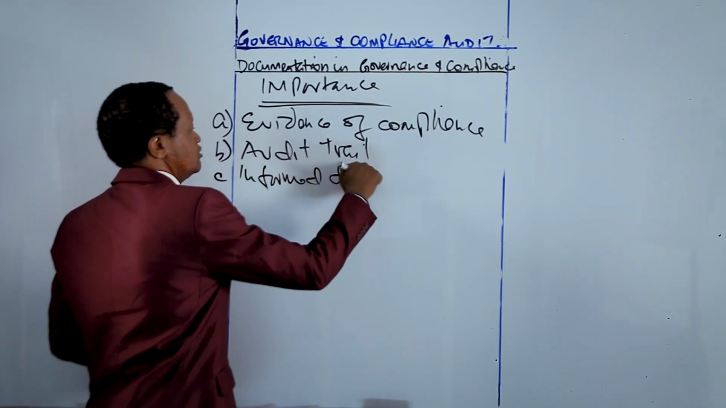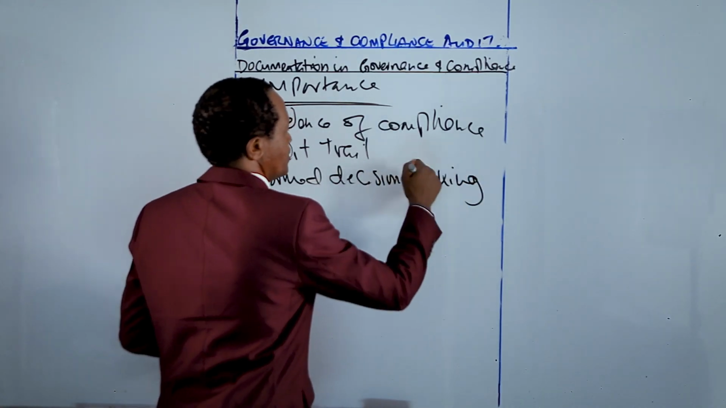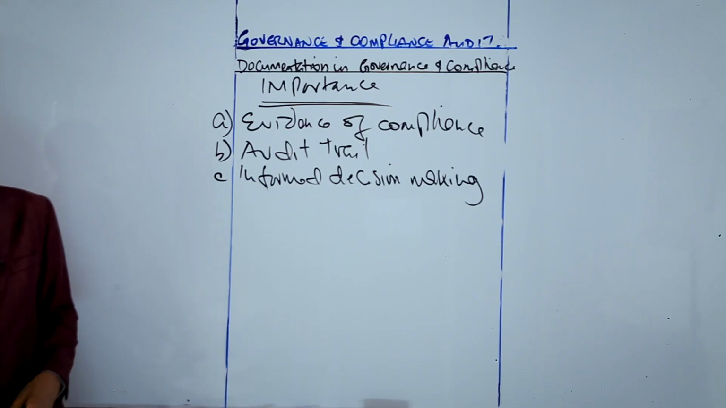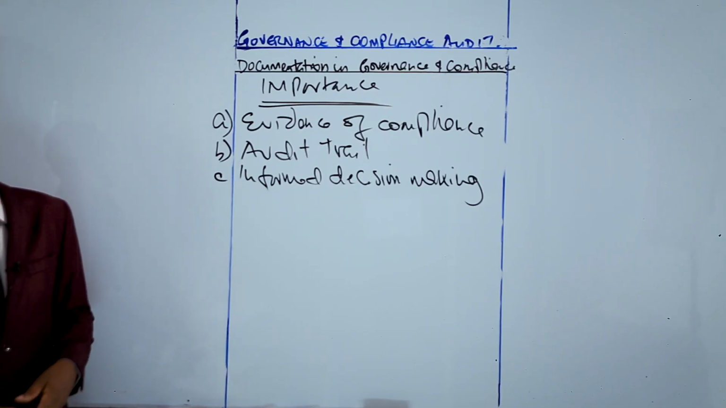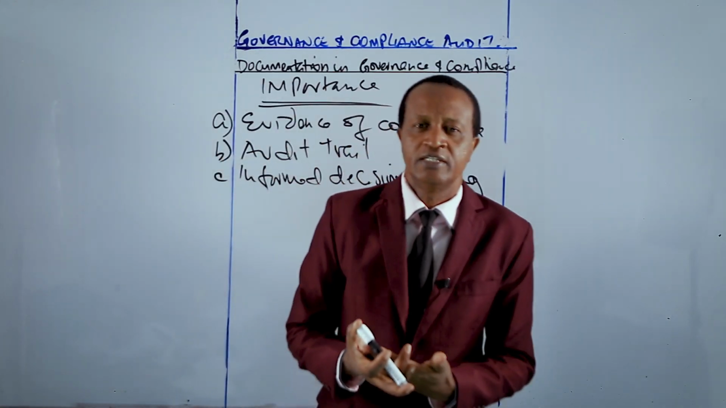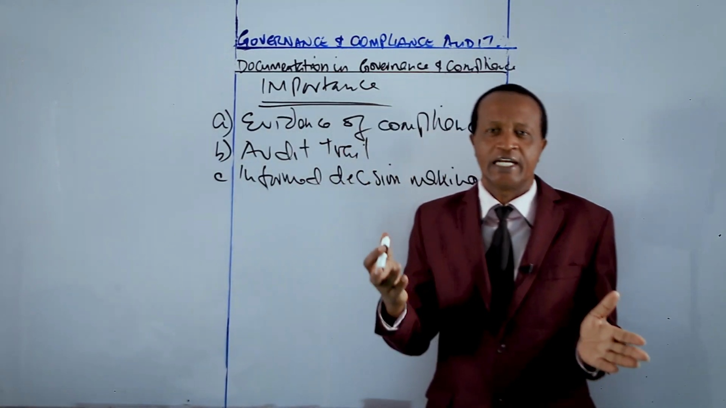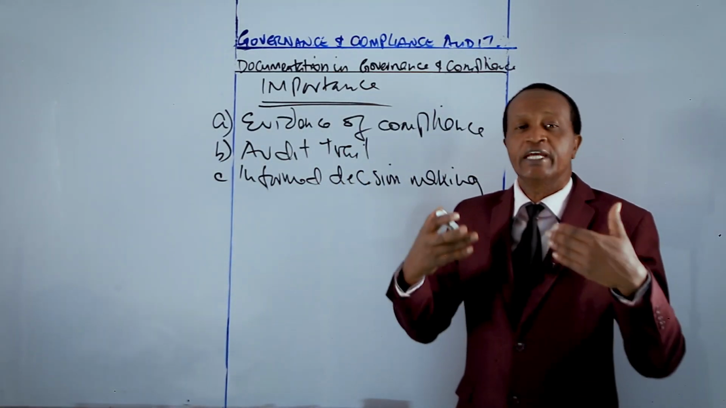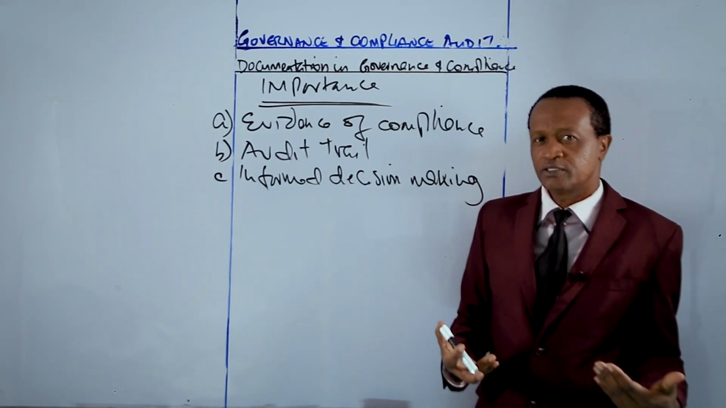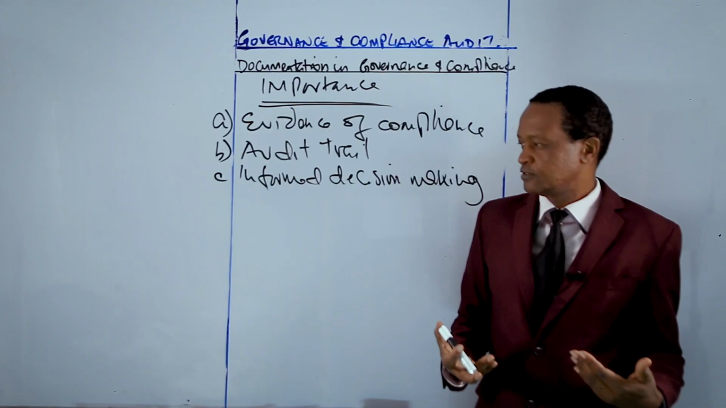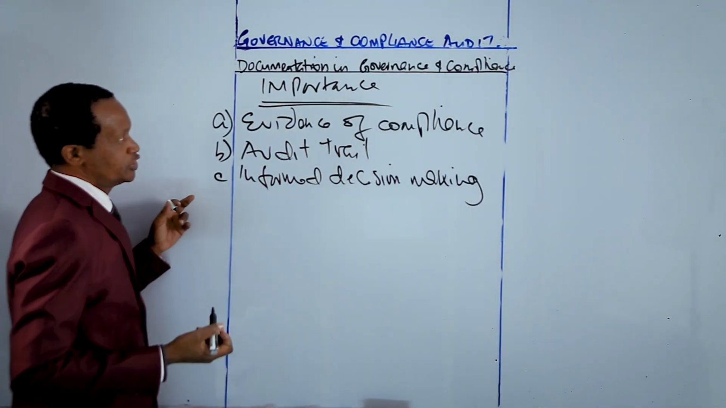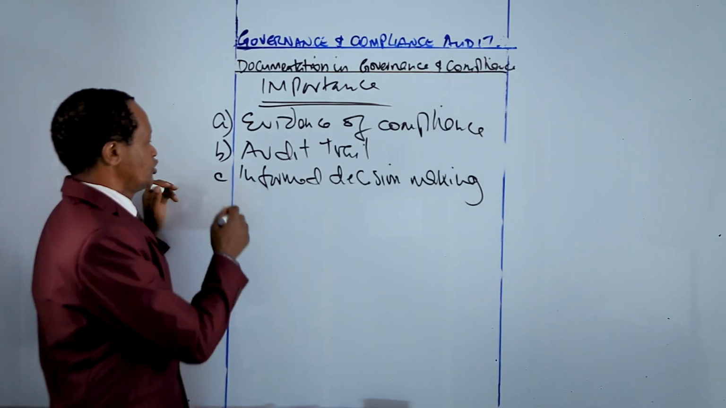Informed decision making. Documentation provides a comprehensive overview of the company's governance and also risk landscape, which allows leadership and stakeholders to make informed decisions. Understand? Yes. It is possible for the stakeholders to make informed decisions where there is proper documentation.